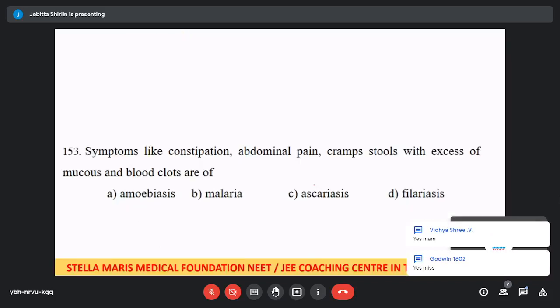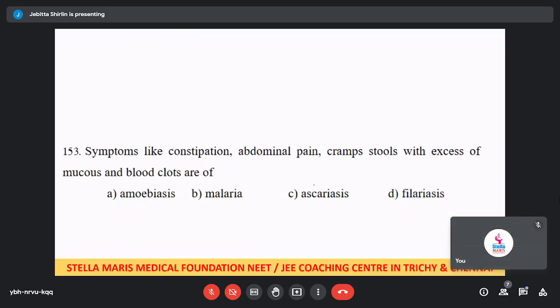Look at this question. Symptoms like constipation, abdominal pain, cramps, stools with excess of mucus and blood clots are of which disease? Amebiasis, malaria, ascariasis, filariasis. These are very characteristic symptoms. You should be able to identify it. It is there in human health and diseases in class 11. Option A, amebiasis. Most of you are saying option A and that is the right answer, which is amebiasis.